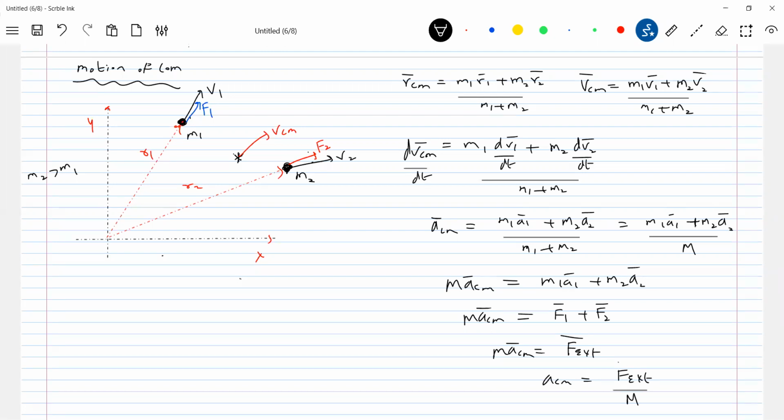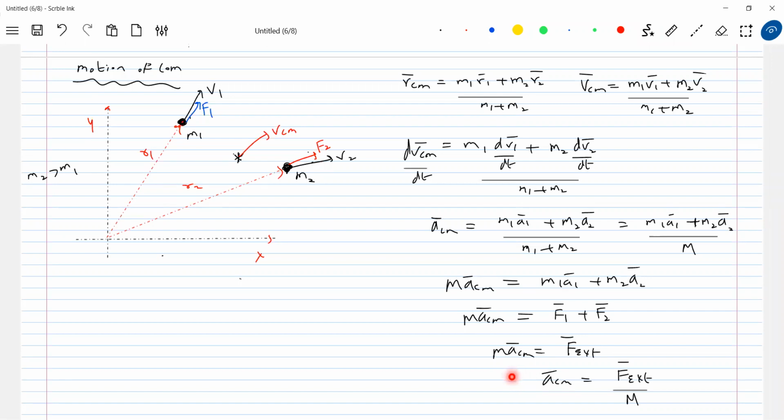This is nothing but Newton's second law, no? The center of mass will accelerate when the system is acted upon by a net external force. F1, F2 are the forces acting on individual particles, and the resultant of that is F external. F1 is the resultant force acting on particle 1, and F2 is the resultant force acting on particle 2. The vector sum of the individual forces acting on the particles will be the net external force, and A_CM bar equals F external by M.